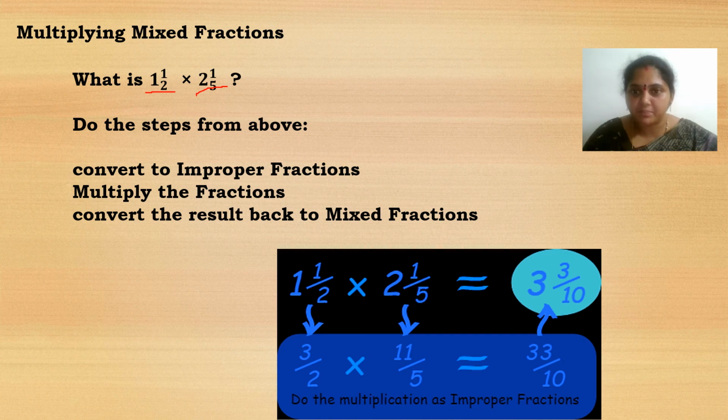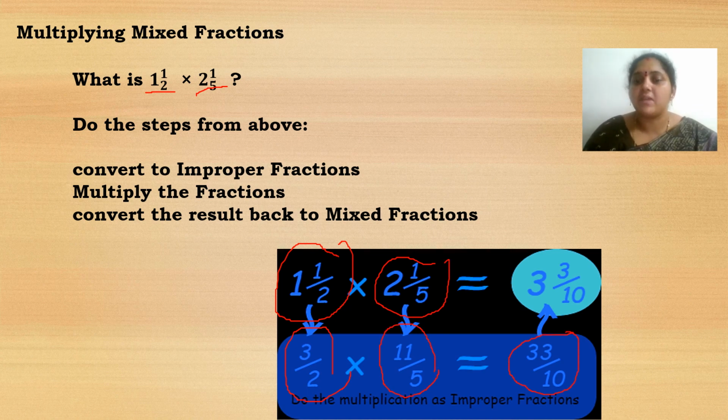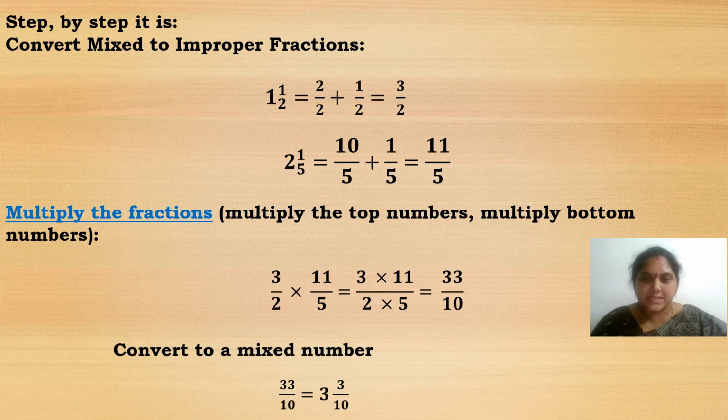If we observe the picture here, 1 1/2 converted into an improper fraction, that is 3/2, and again 2 1/5 converted into 11/5, and our total answer is 33/10. This again we have converted into 3 3/10. How we have got this? We will see step by step now how we have calculated the mixed fraction into mixed fraction.